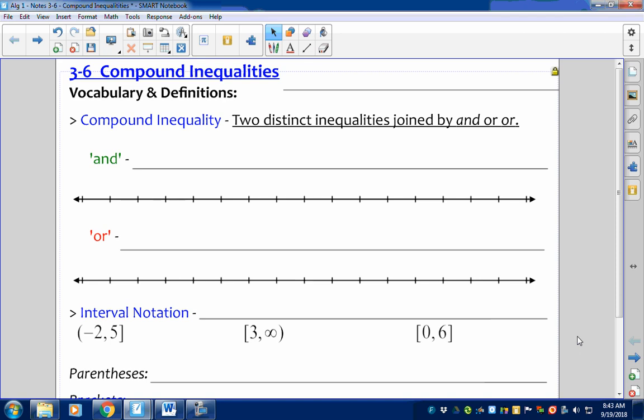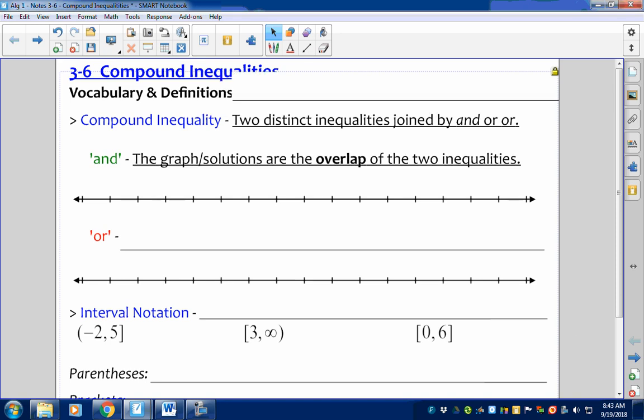And so when we go to solve these, it's 2 for the price of 1. Instead of 1 inequality, you solve 2. And then the graphs will be different. So the and graph, the solutions are the overlap of the 2 inequalities. So and means intersection, or overlap.